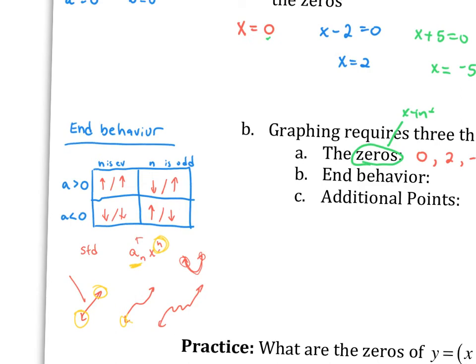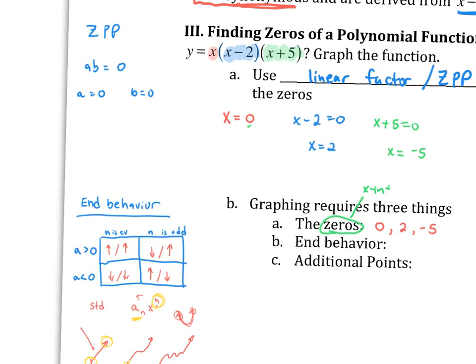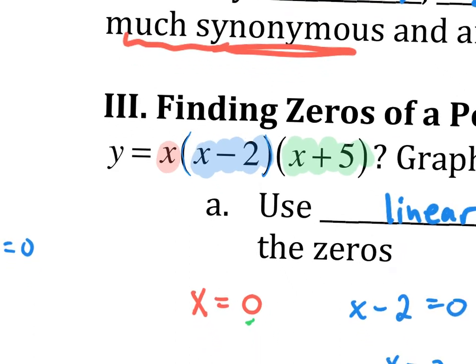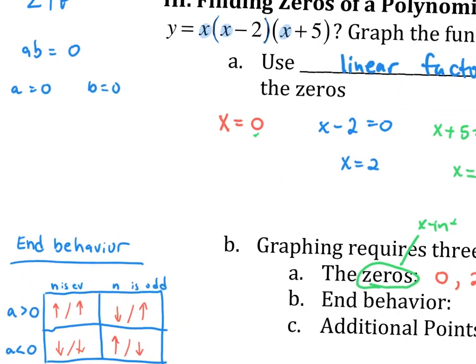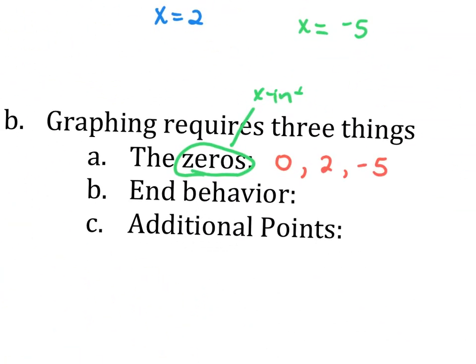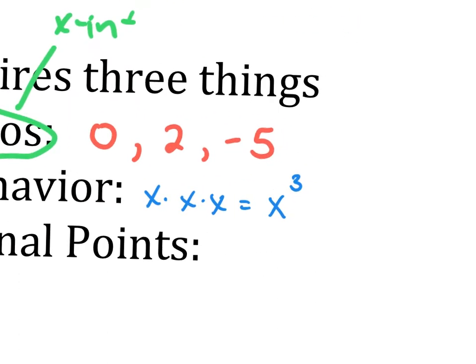So the question is, how do we determine end behavior when this is not in standard form? That's okay. All we need to do is find the very first term. So what's the first term? Well, the first term is this times this times this. It's all my variables multiplied together. So end behavior is based off of x times x times x. So I get x cubed.